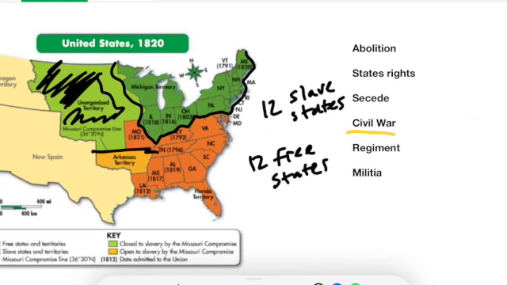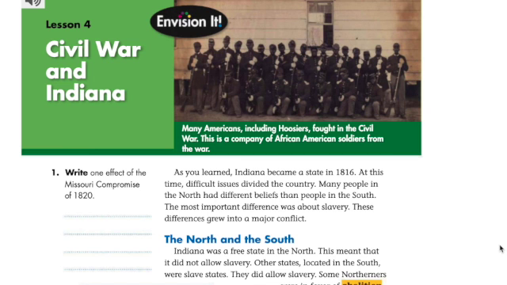Okay? Our vocab words that we're going to look at this week, and you'll be doing a worksheet activity, are: abolition, states' rights, secede, Civil War, regiment, and militia. So what you're going to do is listen to me read the first 4 pages of our history textbook, and there's going to be some questions. There's going to be a vocab sheet like we did with the last chapter, where we're going to really work with these vocab words. And then we'll read the last section tomorrow and really talk about Indiana and their involvement in that war.